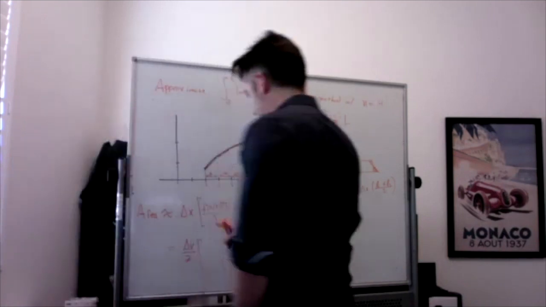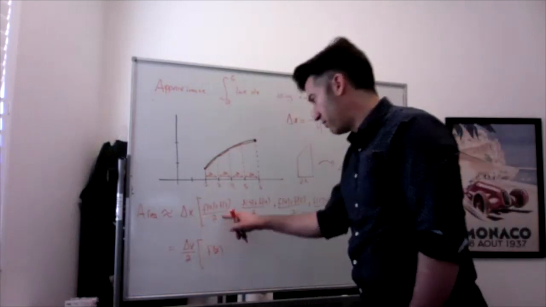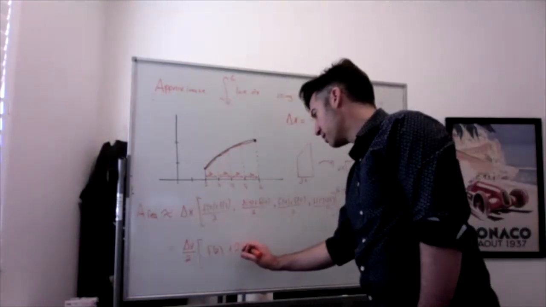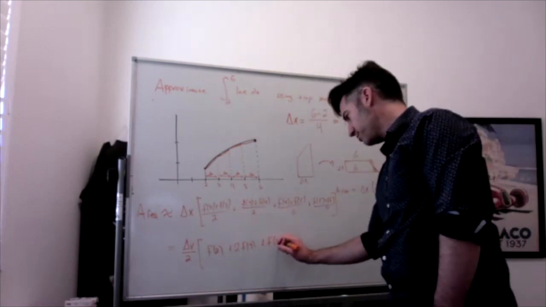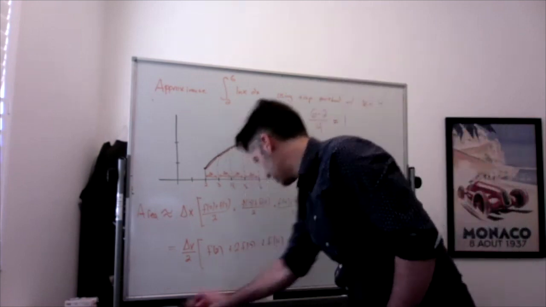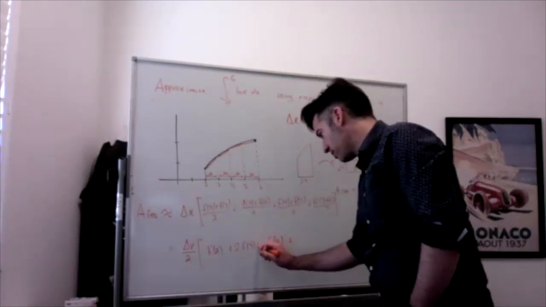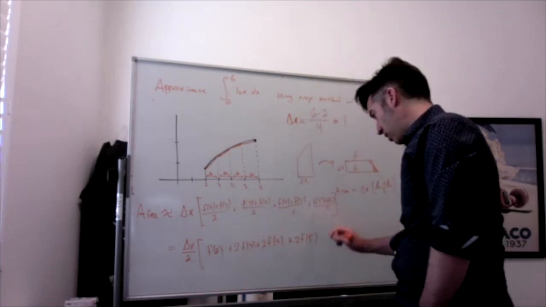And then I have 1 f of 2. But I have 2 f of 3s. I have 2 f of 4s. I have 2 f of 5s. Oops, I forgot the 2 there. I said 2 of them, but I didn't write it. And I have 1 f of 6.